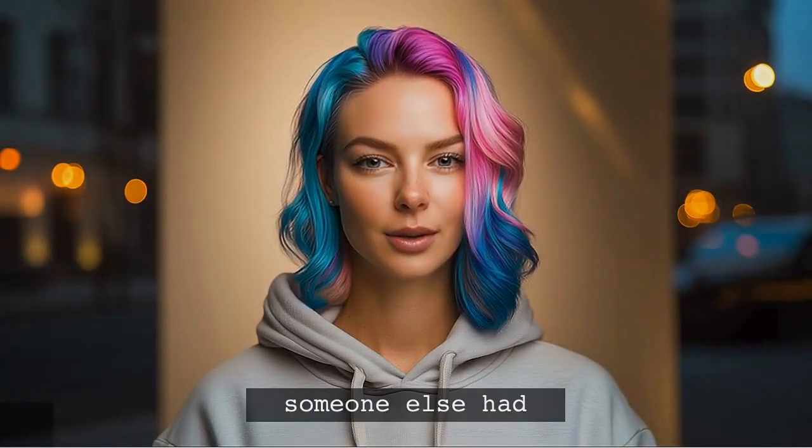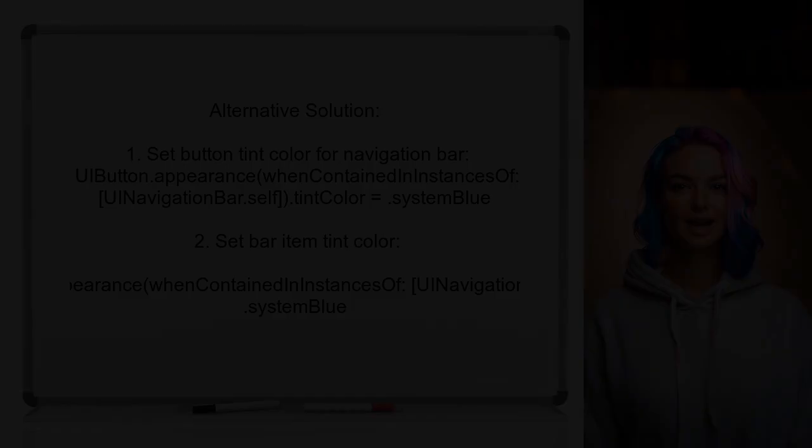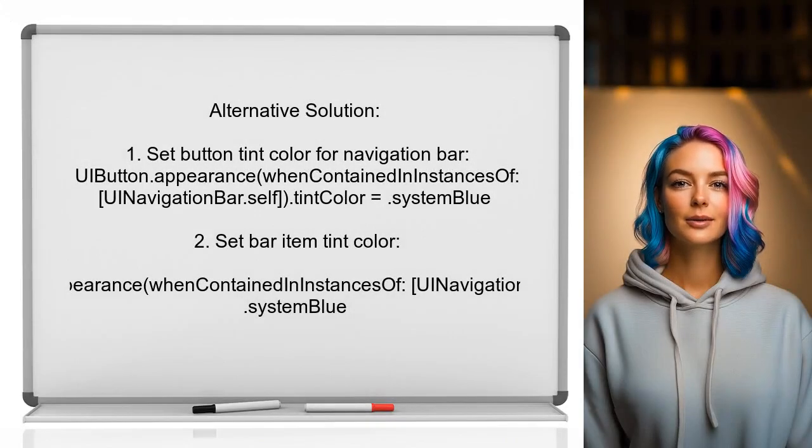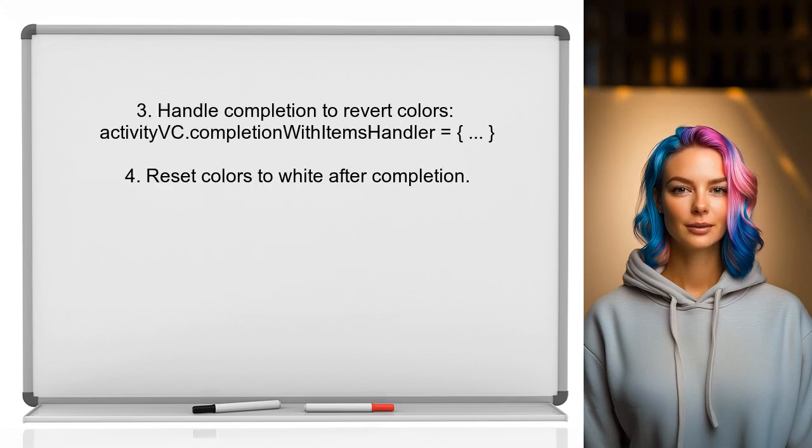Let's see what someone else had to say. An alternative solution provided by another user involves adjusting the appearance of buttons specifically for the UIActivityViewController. They suggest setting the tint color for buttons and bar items to system blue when contained in a navigation bar. After the activity is completed, the colors revert to white.